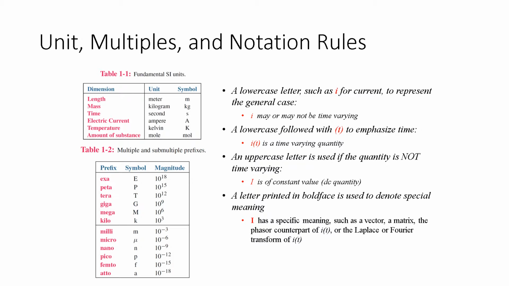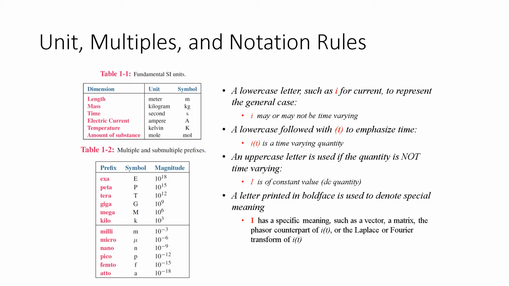So, in general, we use lowercase letters in electrical engineering to represent general cases. So i, for instance, is the symbol we assign for current. i might or might not be time varying. We don't really know. We haven't really set that up ahead of time. So if you have 3 amps of current going through a wire, which is a fair bit of current, we would probably specify i equals 3 amps.